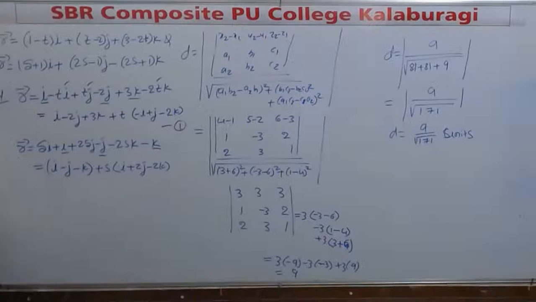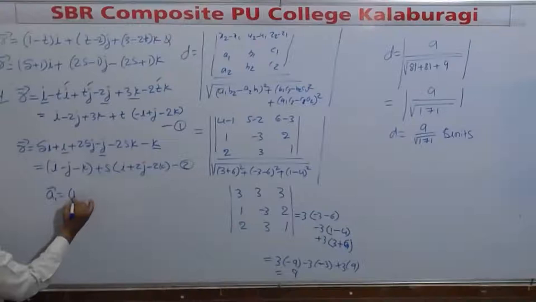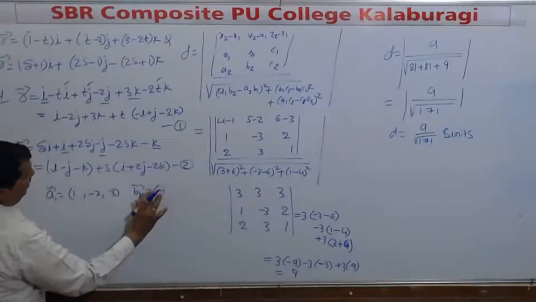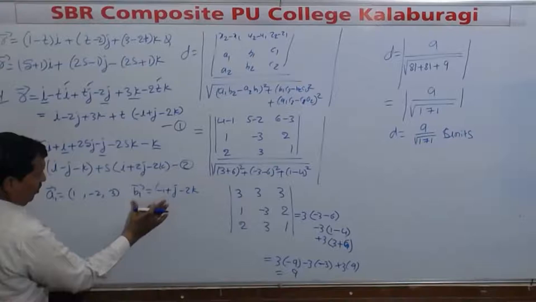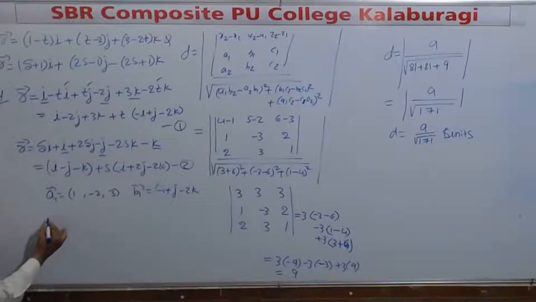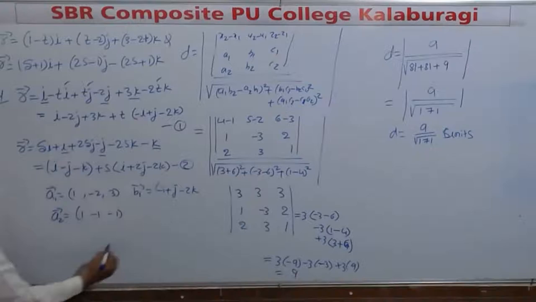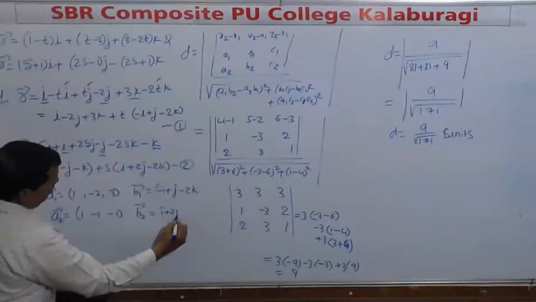Now you have to write a1, a2, b1, b2. This is equation number 2. Vector a1 can be written as 1, minus 2, 3. Vector b1 is minus i plus j minus 2k. You have to write b1 in vector form. Similarly, a2 equals 1, minus 1, minus 1, that is i minus j minus k. Vector b2 equals i plus 2j minus 2k.